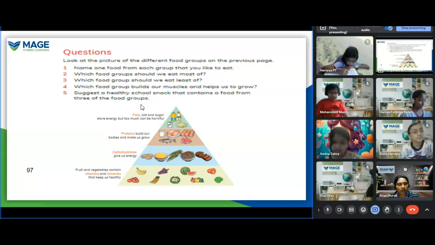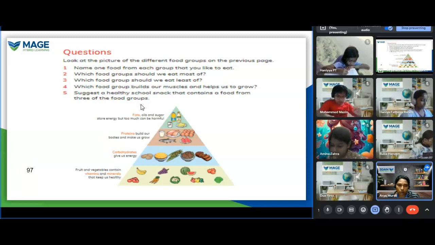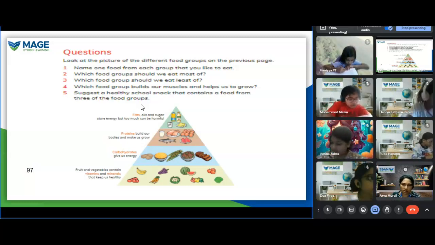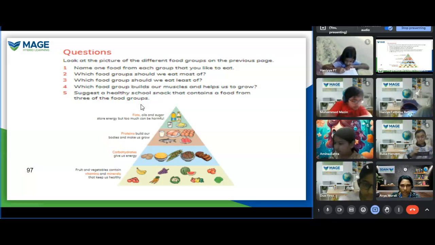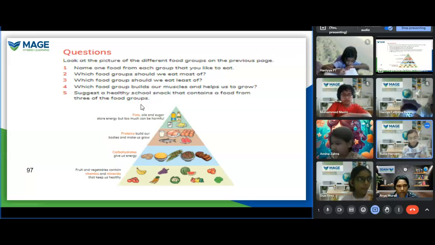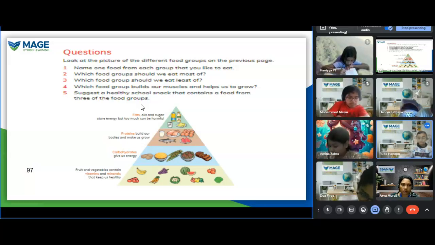Page 97, and the first question. Can you read the question? Are you ready? Okay, make it fast, dear. Shall we start? I think we can start the discussion.